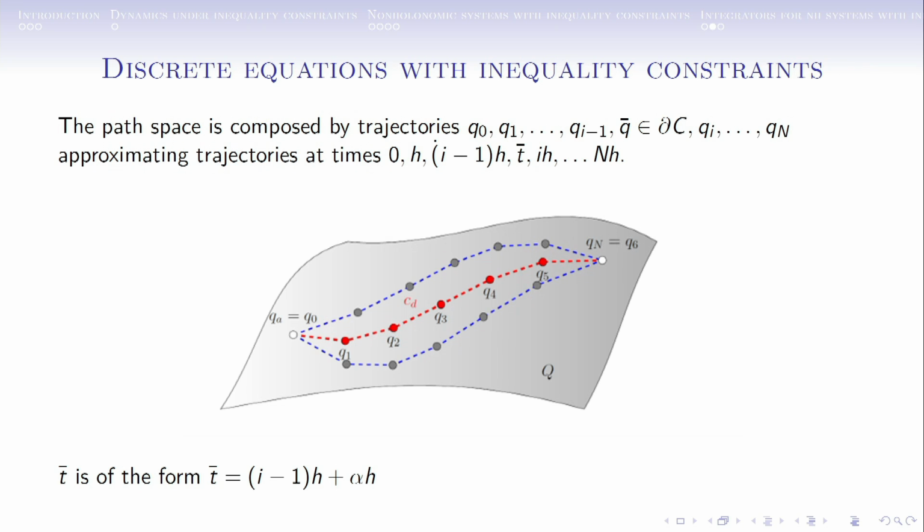t-bar. That is the time at which q bar hits the boundary of C. And this t-bar is not evenly spaced between I minus 1 times h and IH. It is actually some point in between, which is basically what we have here. So this is a parametrization of what q bar should be.